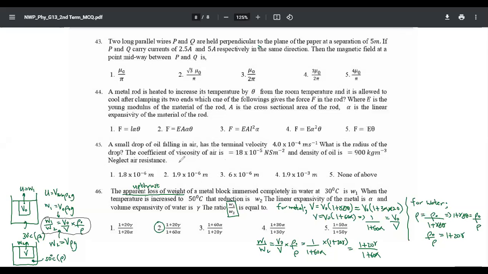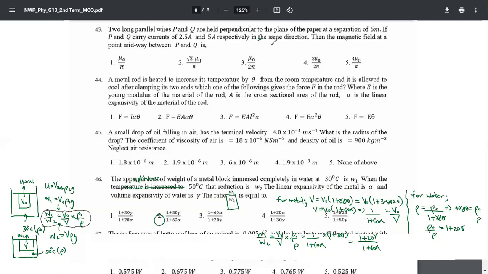Question number 45. A small drop of oil falling in air. Now this is viscosity. Some of you might not have learned it, so please bear with me. A small drop of oil falling in air has a terminal velocity of 4 into 10 to the power minus 4 meters per second. What is the radius of the drop? The coefficient of viscosity of air is 18 into 10 to the power minus 5 and the density of oil is 900 kilogram per cubic meter.